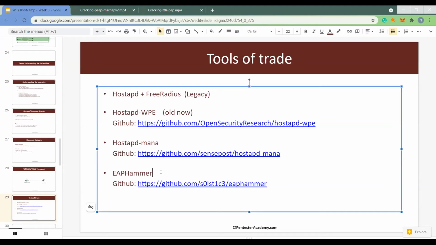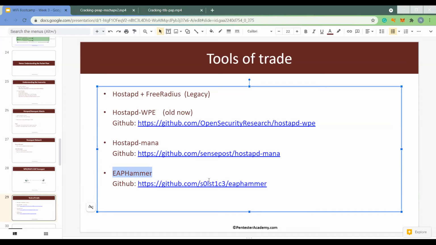EAPHammer is the latest one, and it is very easy to use. It has so many capabilities. You just need one line of operation to run it. It is not going to ask you for a lot of configurations. In case of hostapd-mana, you have to write the configuration file, you have to provide the configuration file, right? So EAPHammer actually takes care of all of it.